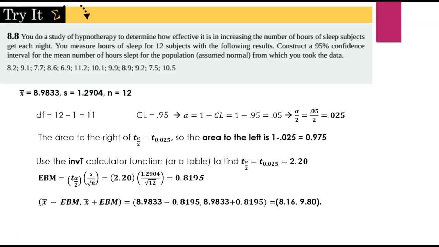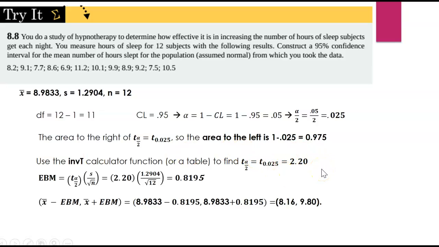Here are the results. X bar is 8.9833, s is 1.2904, and n equals 12 for our sample. There are 11 degrees of freedom, and our confidence level is 95%, so alpha over 2 is 0.025. The area to the right of t sub alpha over 2, or t equals 0.025. So the area to the left is 1 minus 0.025 equals 0.975. You can use the inverse t function on the TI-84 calculator to find that the result is 2.20.